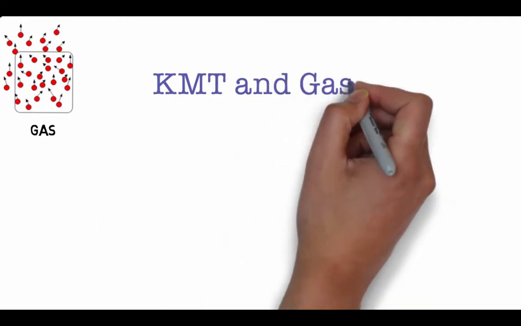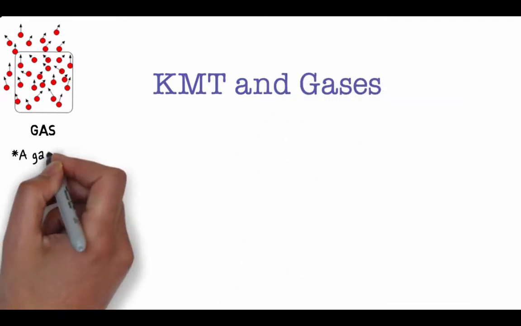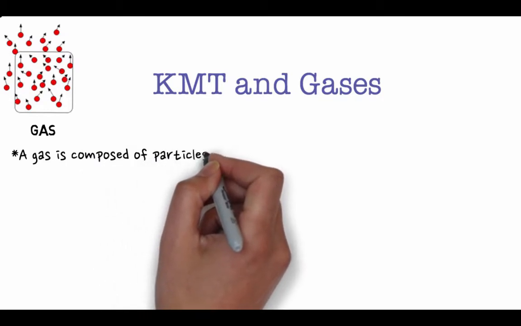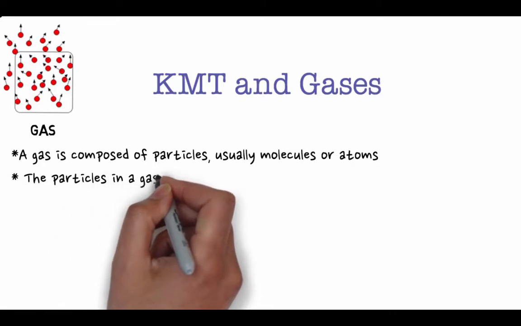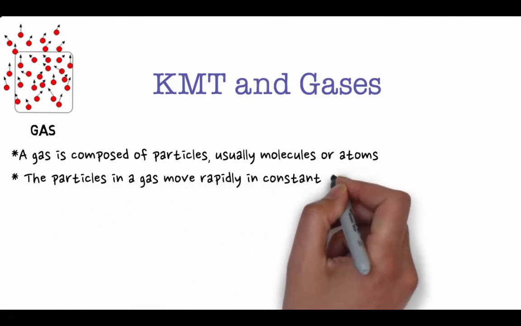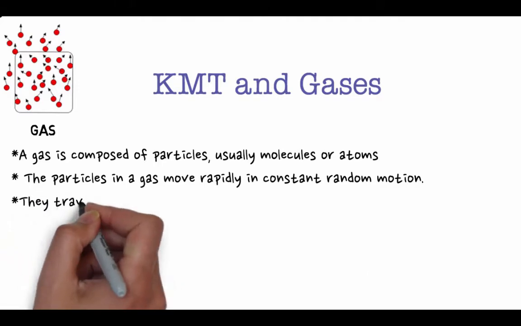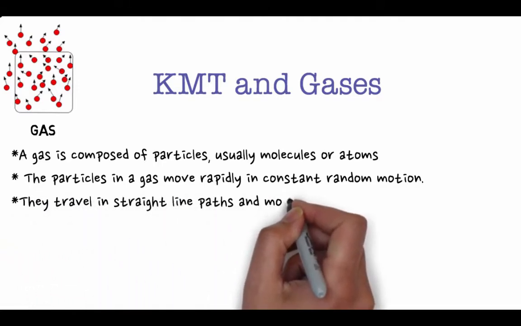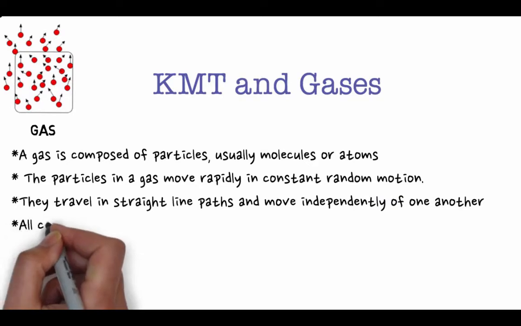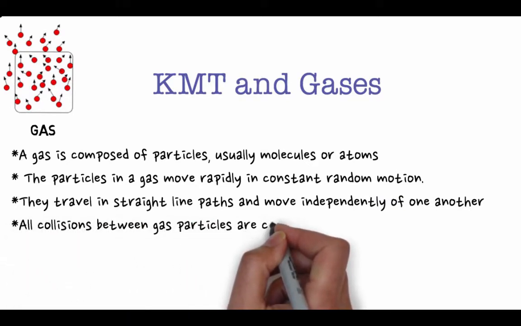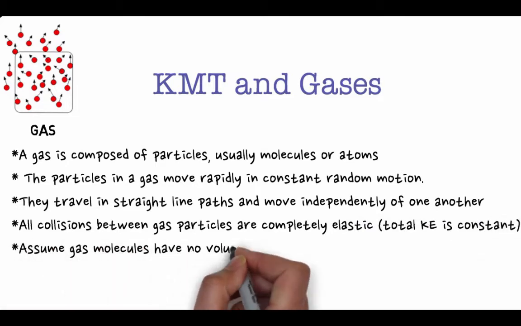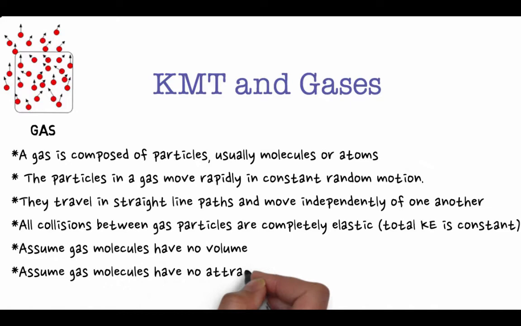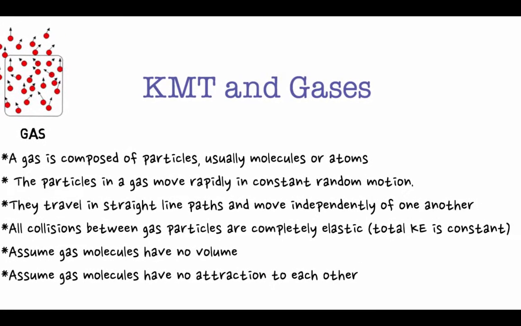Now let's look at how kinetic molecular theory relates to gases. First, a gas is made up of particles, usually molecules or atoms. The particles in a gas move in constant, rapid, random motion. They travel in straight line paths and move independently of one another. All the collisions between the gas particles are considered to be completely elastic, which means the total kinetic energy is constant. We're going to assume they have no volume, and we're going to assume they have no attraction to each other. This is known as an ideal gas.